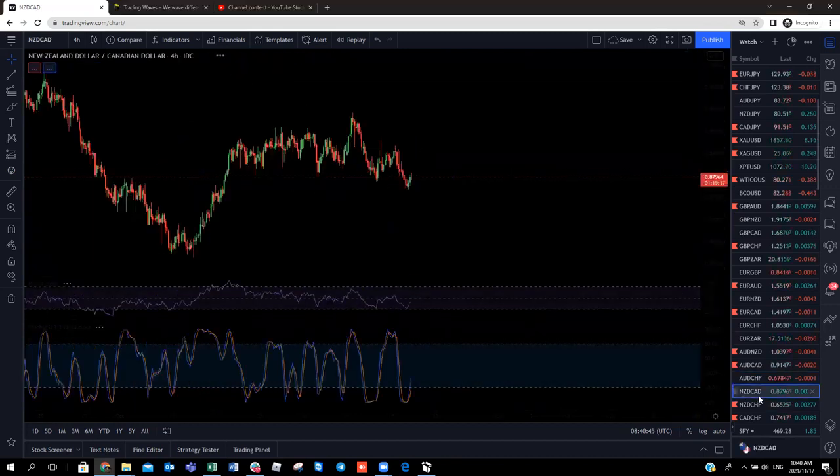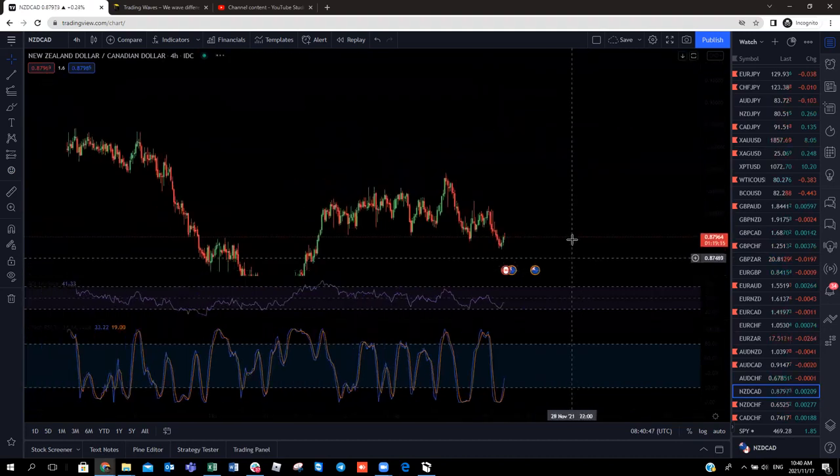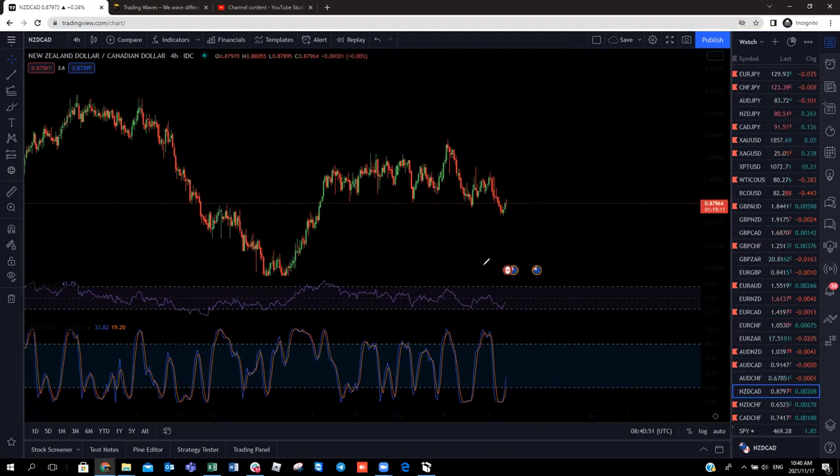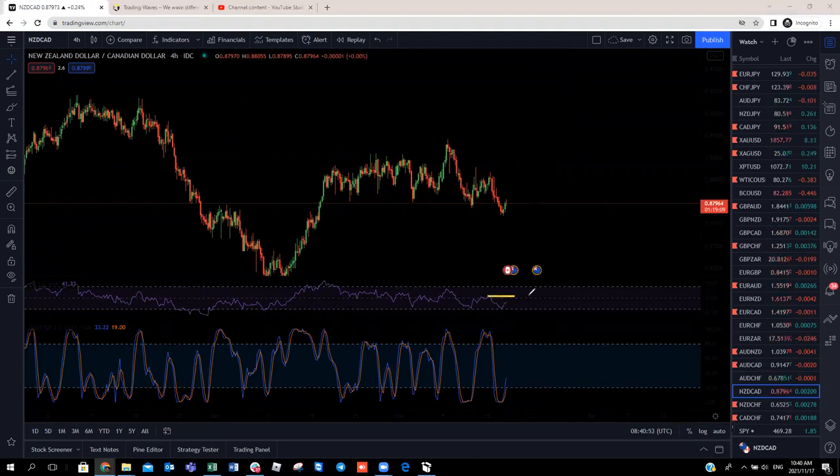New Zealand CAD. The 4 hour is still pretty much bearish. As long as this is below 50, we are seeing this as a 3-wave pullback, but this doesn't look complete, so we can still expect this to continue lower.